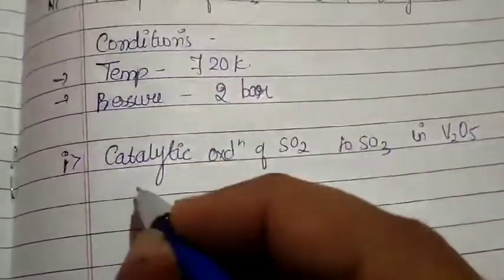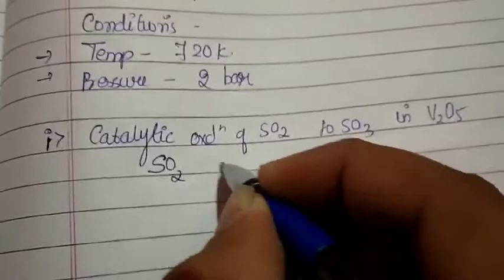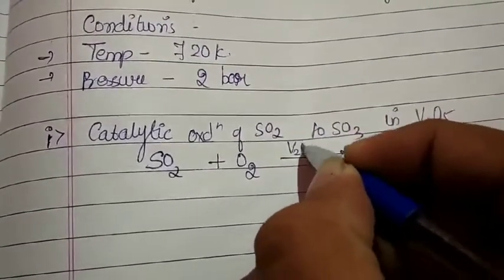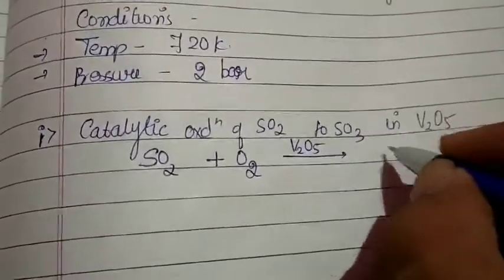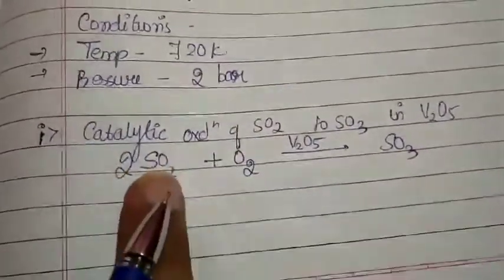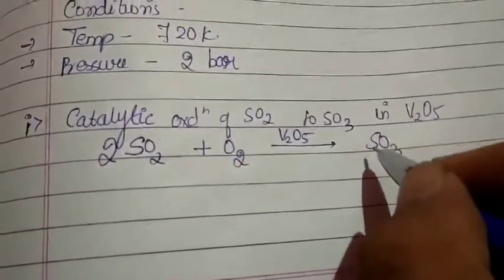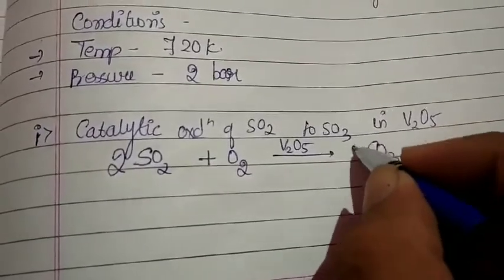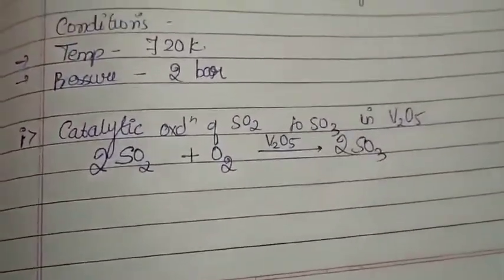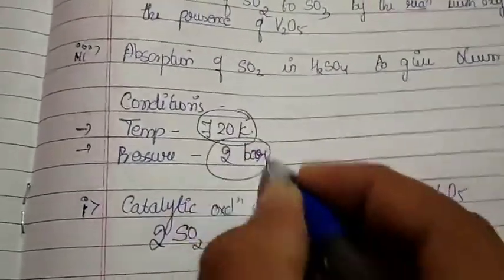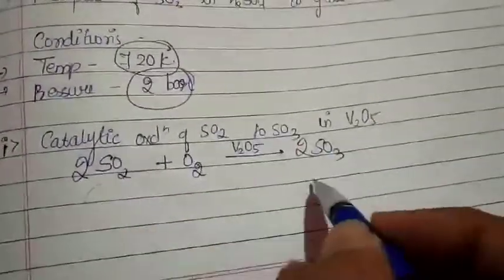SO2 is treated with oxygen. This reaction is carried out in the presence of vanadium pentoxide to get SO3. When you balance this, you get 2SO2 + O2 gives 2SO3. But the general part, why do we use this particular temperature and this particular pressure? You will understand with this part.